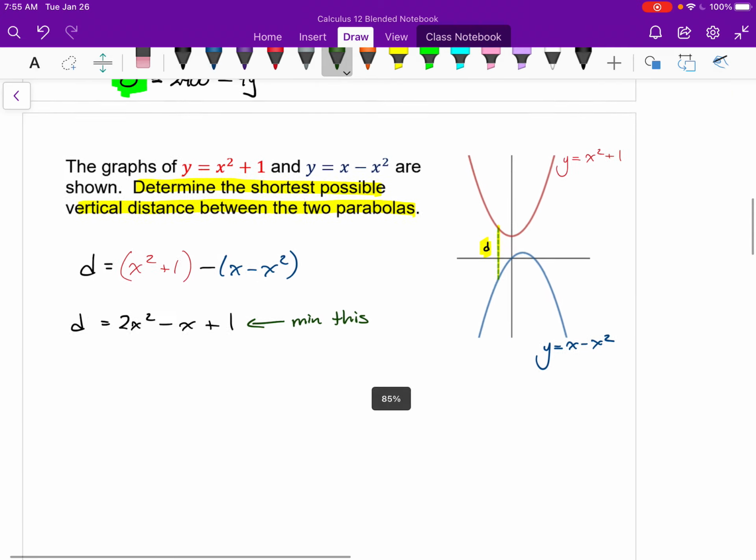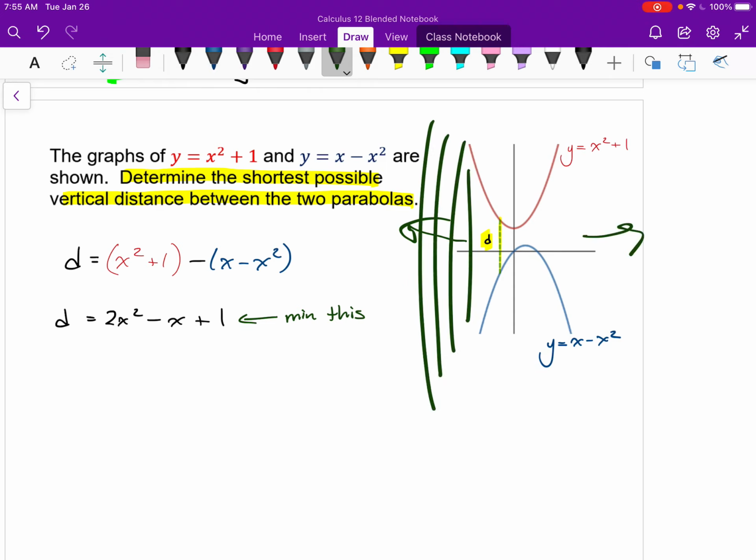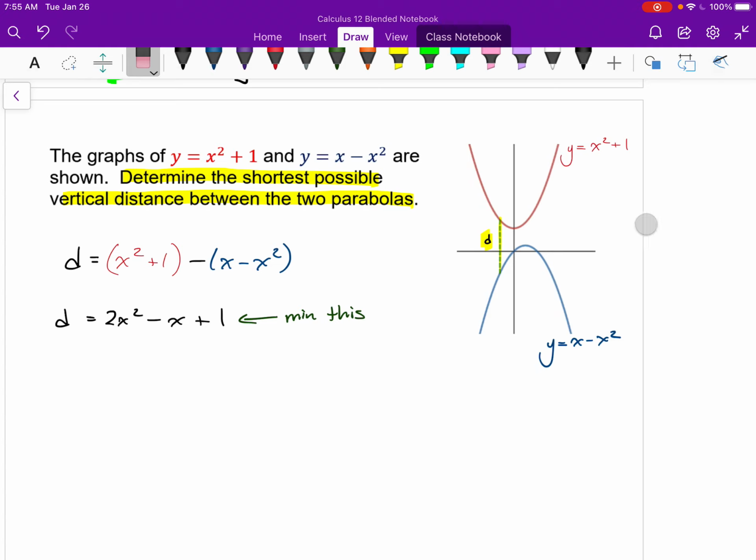Again, maximizing the function is kind of silly. If I want to find the maximum distance, I can know there is no maximum distance because the more I go this way or this way, this vertical distance just keeps getting longer and longer forever. So there is no maximum distance. The distance gets infinitely large as I go on and on to the left or the right. But I can tell there's a minimal distance.